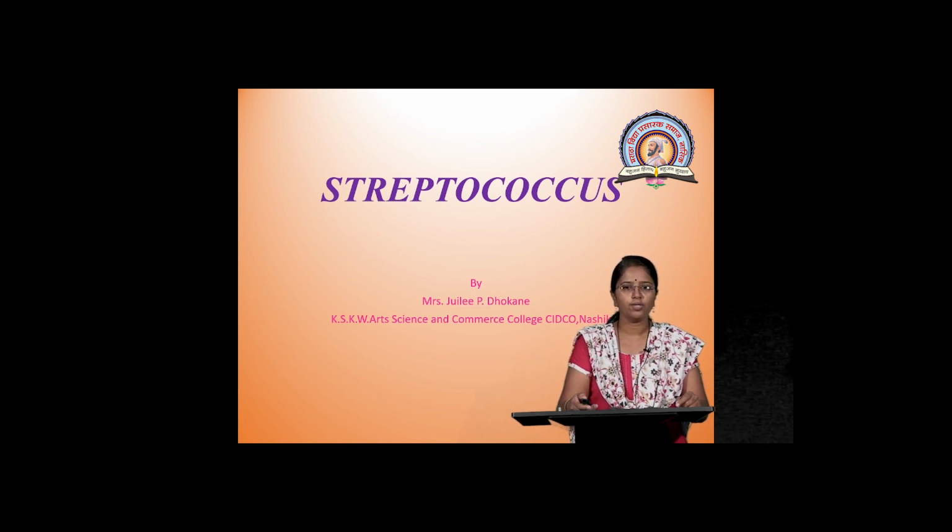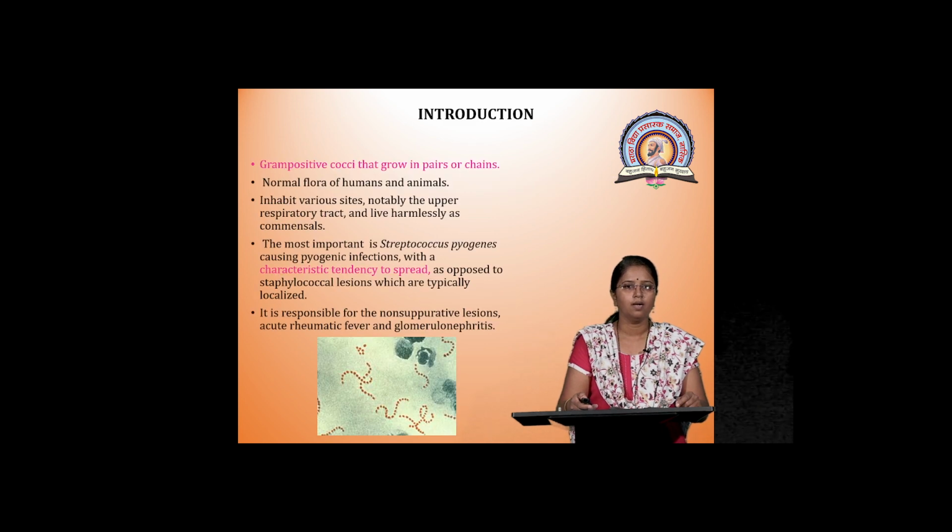Today we are going to see the topic Streptococcus. Streptococcus is gram-positive cocci that grows in pairs or in chains. It is the normal flora of human and animals. It inhabits various sites of the body. Notably, it is present in the upper respiratory tract and lives harmlessly as commensals in the body.